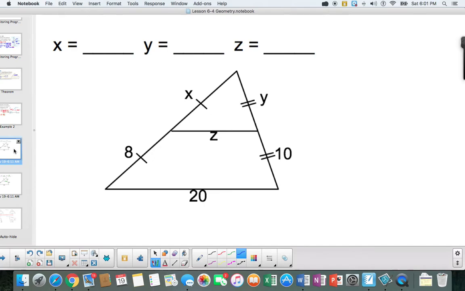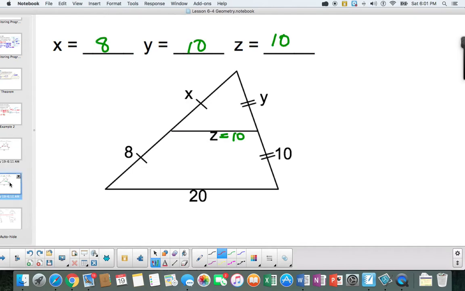Okay, let's do some practice. I hope you can see that this is a midpoint. Let me do this in red. This is a midpoint, and this is a midpoint. So this is officially a mid-segment. See if you can find these answers. Stop the screencast.